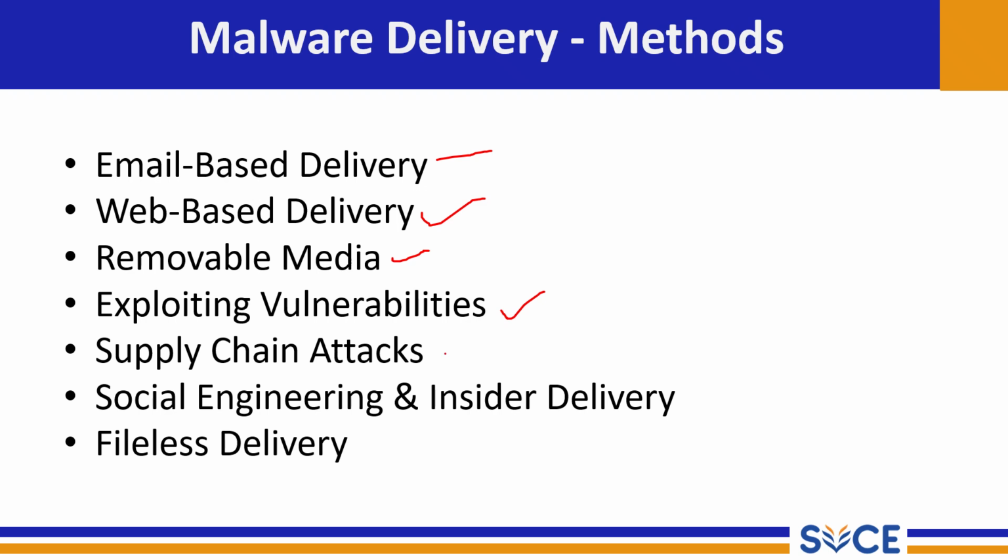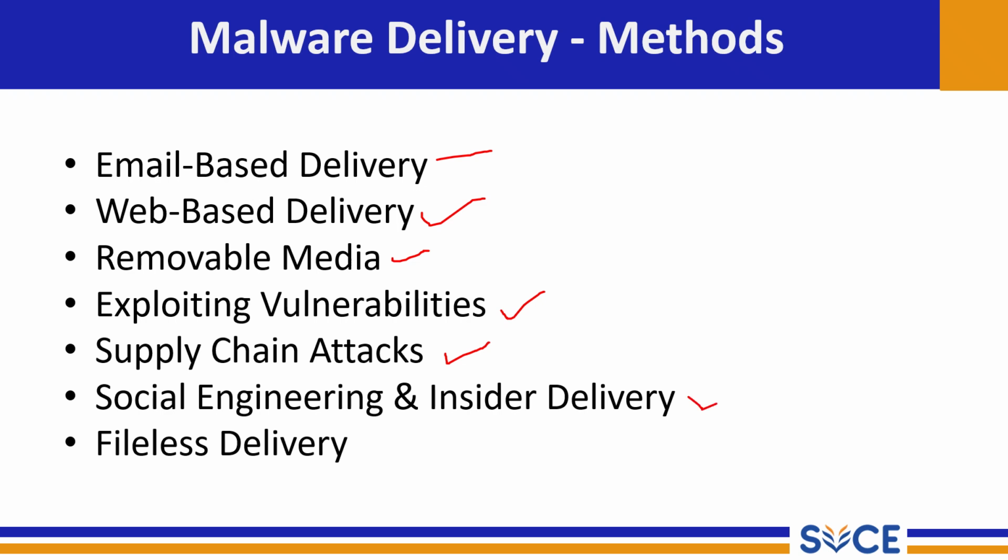And next one is supply chain attack. Here, malware is inserted into trusted software updates or installers. Victims unknowingly install the malware along with legitimate software. For example, the SolarWinds compromise, which occurred in the year 2020.